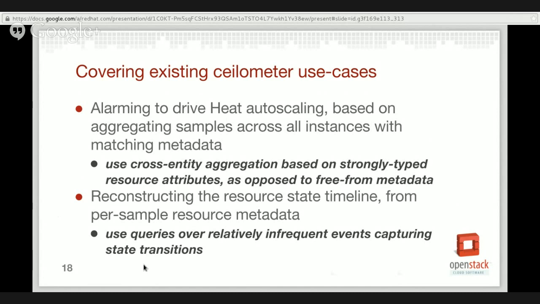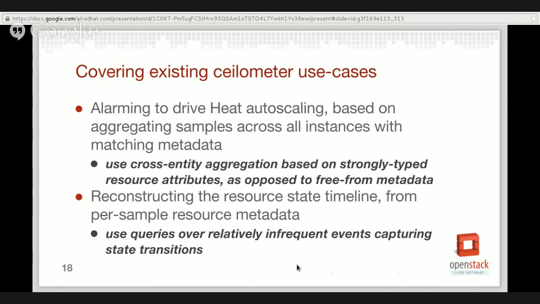Okay, so another thing that's obviously an important use case and that derived from this resource metadata snapshotting approach was the ability to reconstruct the resource state timeline. So that's basically the set of transitions that the resource will go through over time.